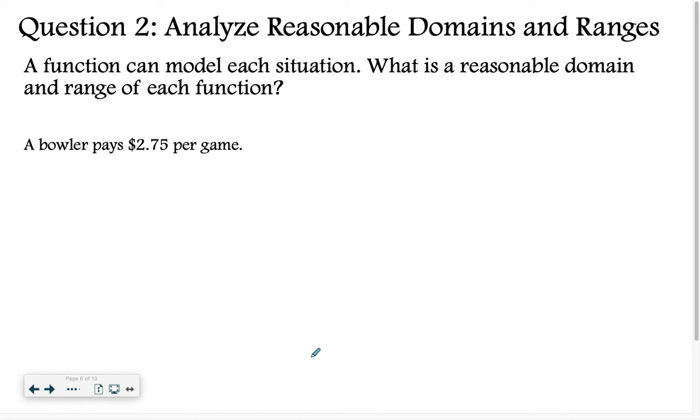Okay, now I want you to look at this problem. What is a reasonable domain and range if a bowler pays $2.75 a game? Good luck.